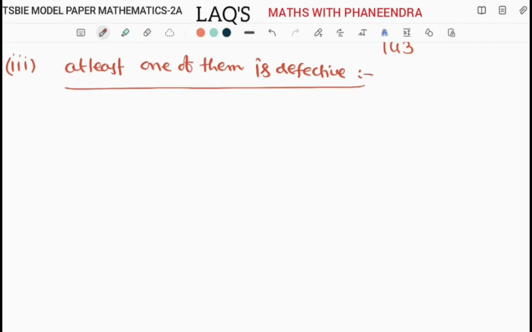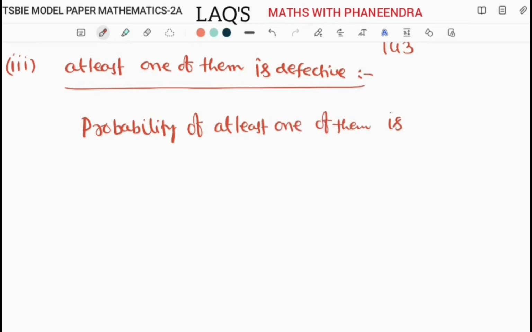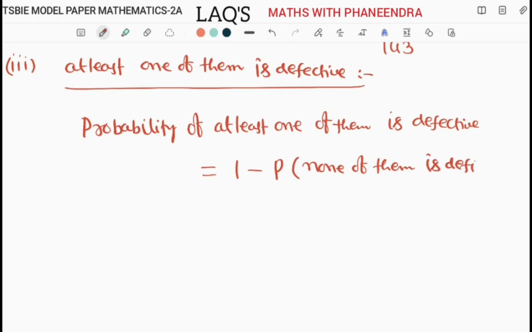So at least one of them is defective means the probability that at least one of them is defective is equal to 1 minus the probability that none of them is defective. None of them is defective. Logically, you think, dear students.